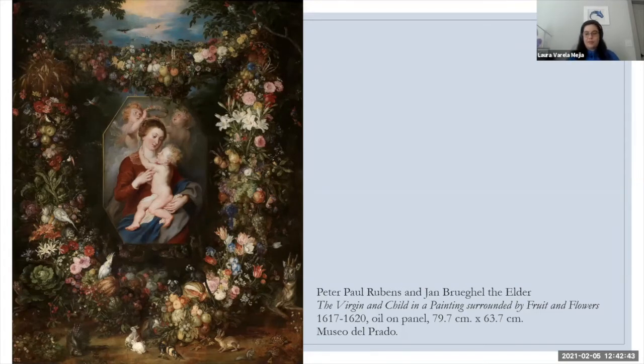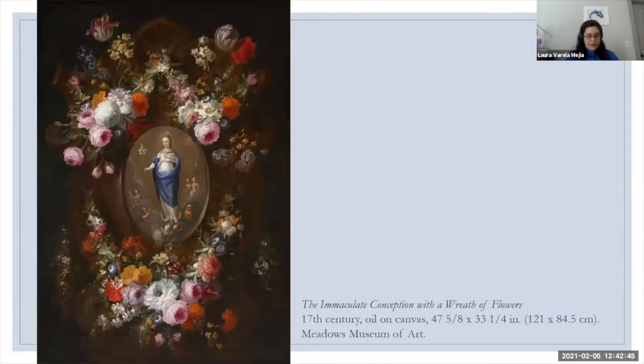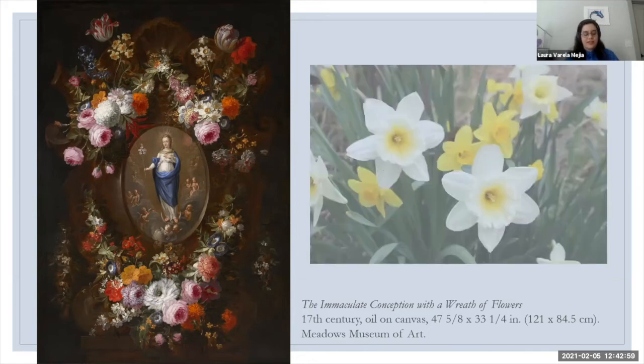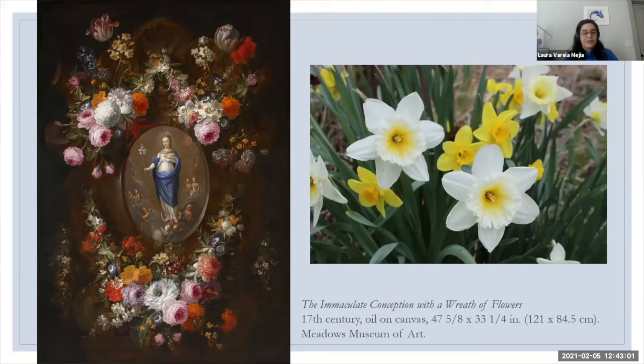And so keeping these points in mind, I want to return to our starting image, the Immaculate Conception, to reconsider how its different layers can complement each other. And to do so, I'm just going to take somewhat of a small case study focusing on the daffodils in the image.